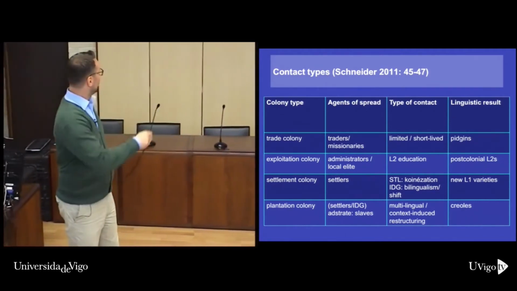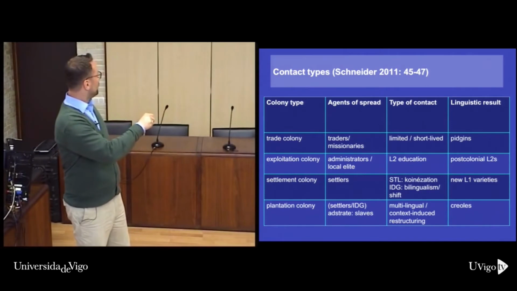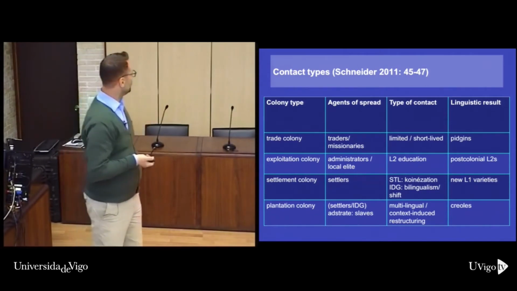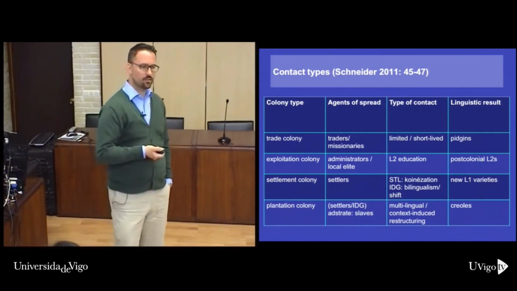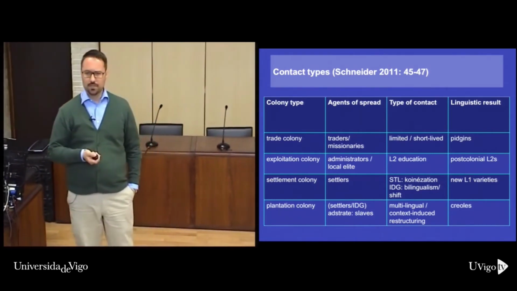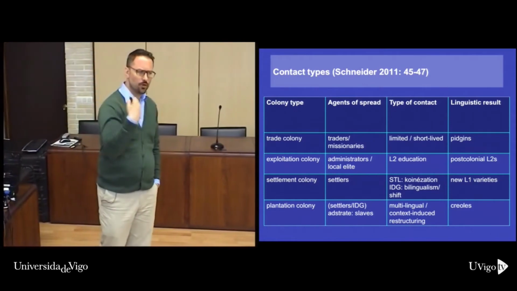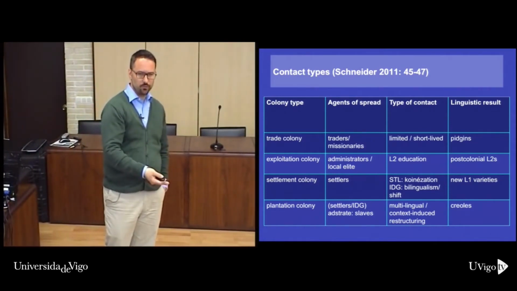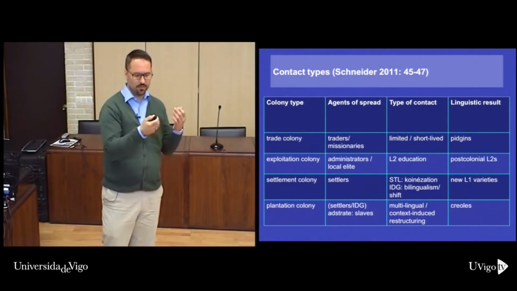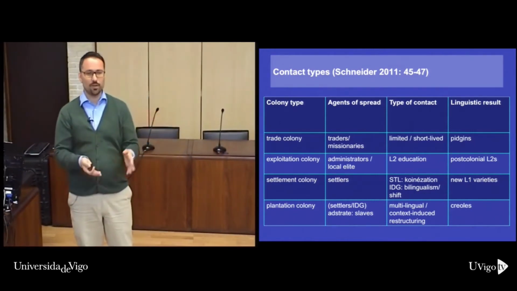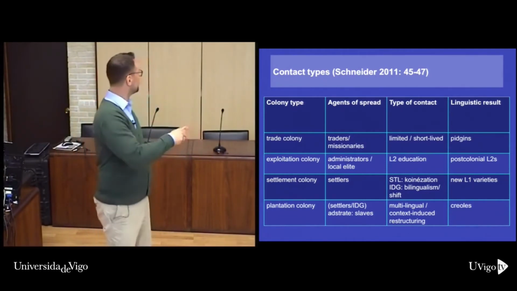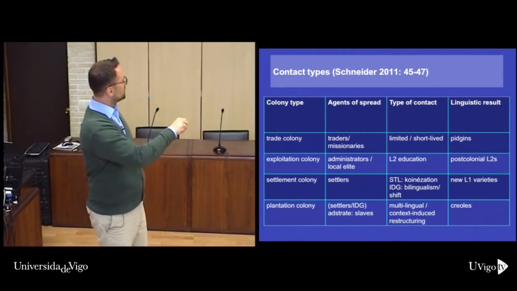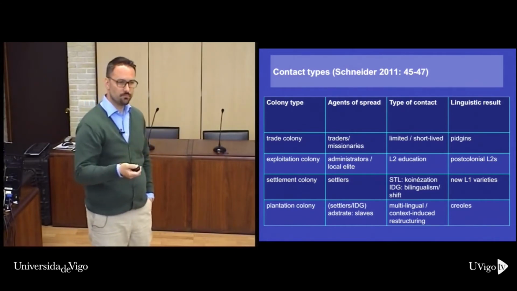Okay? You've got trade colonies. Very often the agents of spread are traders and missionaries, classically West African countries, Nigeria, Cameroon at the start were trading posts. So you don't get an awful lot of native speakers going there, only a few. The contact is short-lived and limited because they only go there to trade. They don't go there to talk about the weather or anything personal. They don't go there to stay. They don't run the country. Very limited contact. It is in these contexts that you're going to get pidgins, okay?